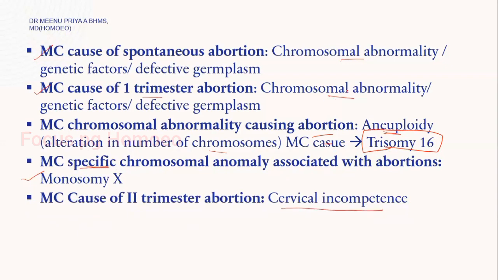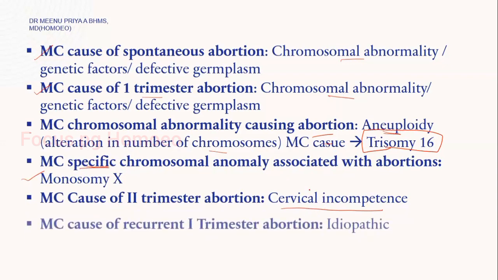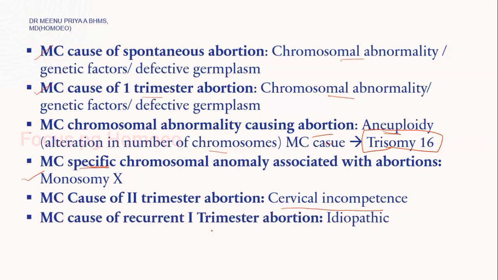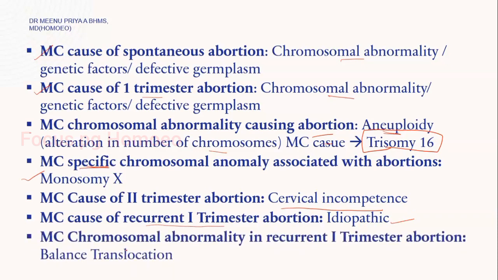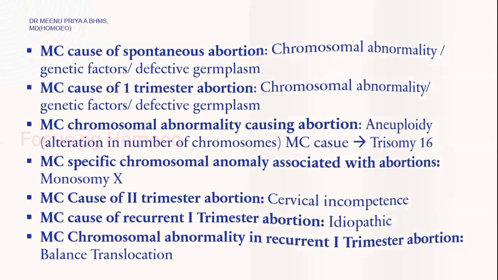The most common cause of second trimester abortion is cervical incompetence. So in the first trimester it is chromosomal abnormality, whereas in the second trimester the most common cause is cervical incompetence. The most common cause of recurrent first trimester abortion is idiopathic, so the chromosomal cause will not come into the picture. And the most common chromosomal abnormality in recurrent first trimester abortion is balanced translocation. You have to remember these, because these are high yielding points which can be asked as a question in competitive exams.